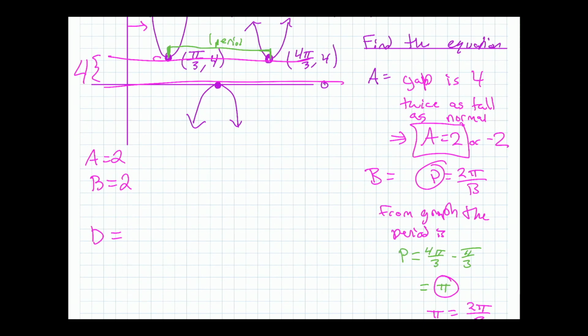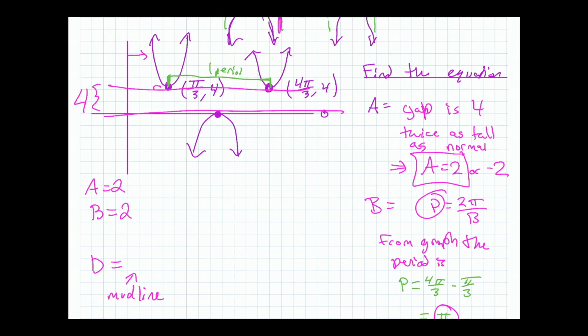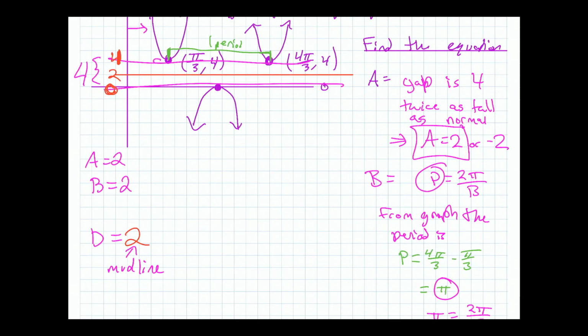D is the midline, which you're just supposed to be able to read from your graph, although mine's messy. This is 0, and this is 4. So what's the midline? It's going to be in the middle, so it's going to be 2. Did I just do 2, 2, and 2? Okay, sorry. It is what it is. So A is 2, B is 2, D is 2. They're all 2. The C is the hardest part.